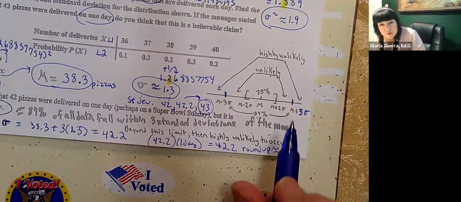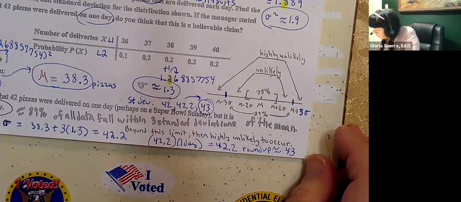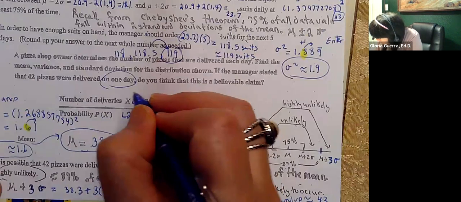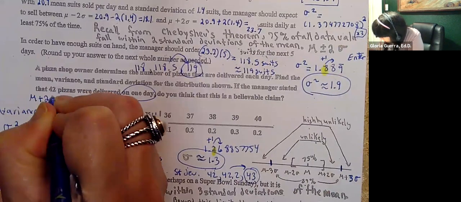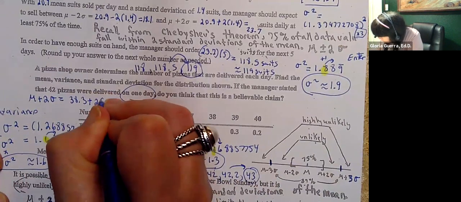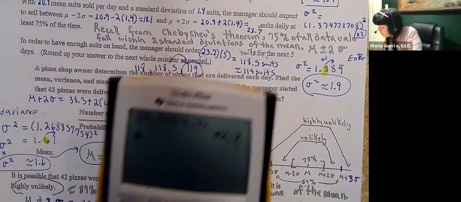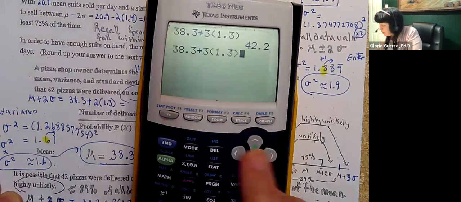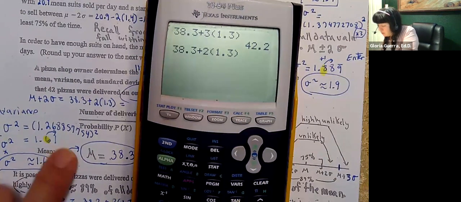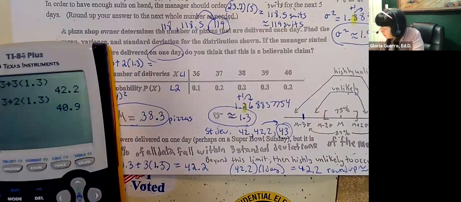And let me see if I do mu plus 2 times sigma, let me just see what that is. If I do mu plus 2 times sigma, the mean was 38.3 plus 2 times sigma, which is 1.3. Let me see where that puts me. So I'm going to do a second enter, which copies that. I'm going to backspace, and I'm going to just change that 3 right there to a 2, so I don't have to do all this typing again. And that gives me 40.9.